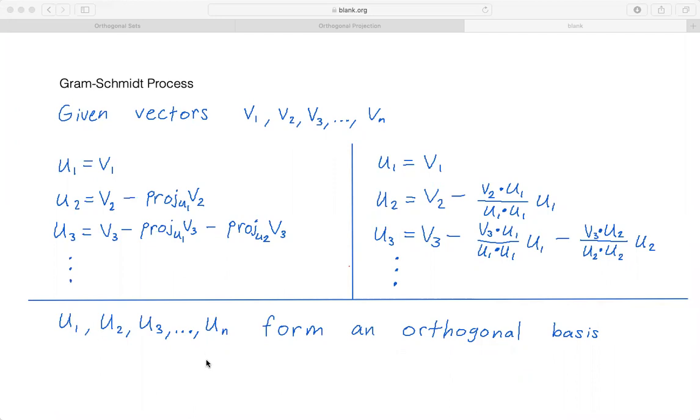If the question wants you to find an orthonormal basis, all you do is apply the Gram-Schmidt process, and then you take each vector and divide it by its magnitude. So I would take u1 and divide it by the magnitude of u1 so that I could normalize that vector. If I did that for each one of these, u1, u2, all the way up to un, that would give me an orthonormal basis.